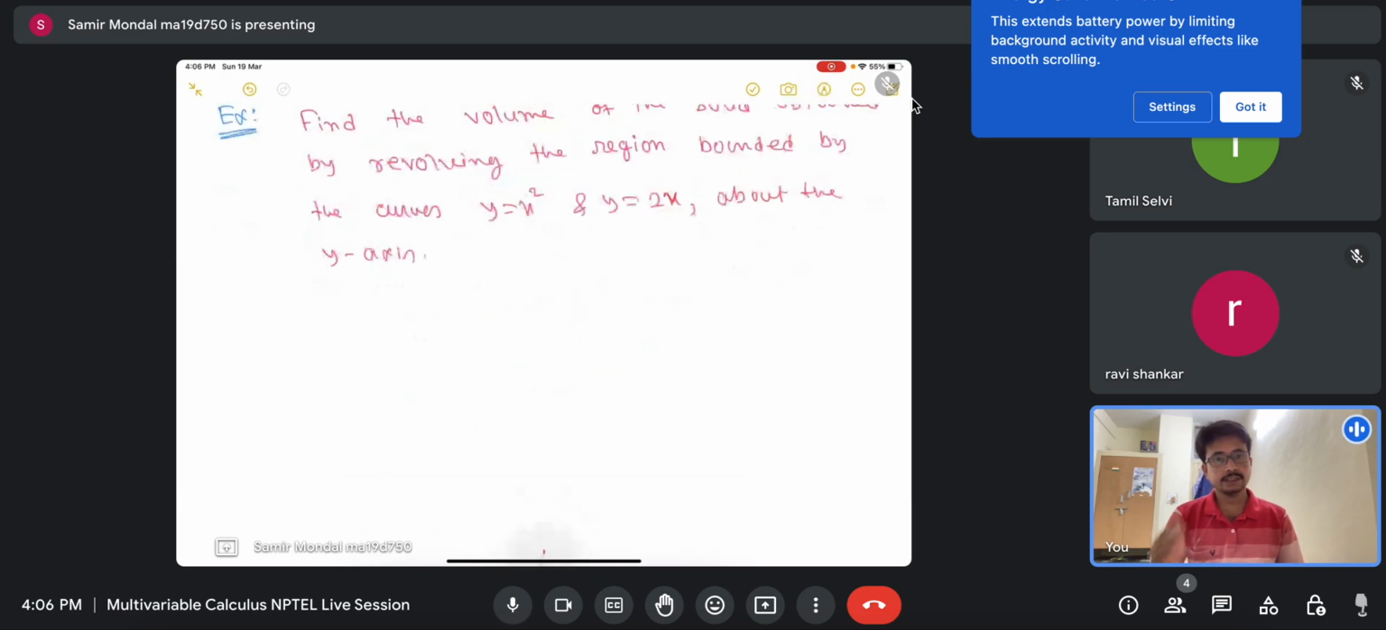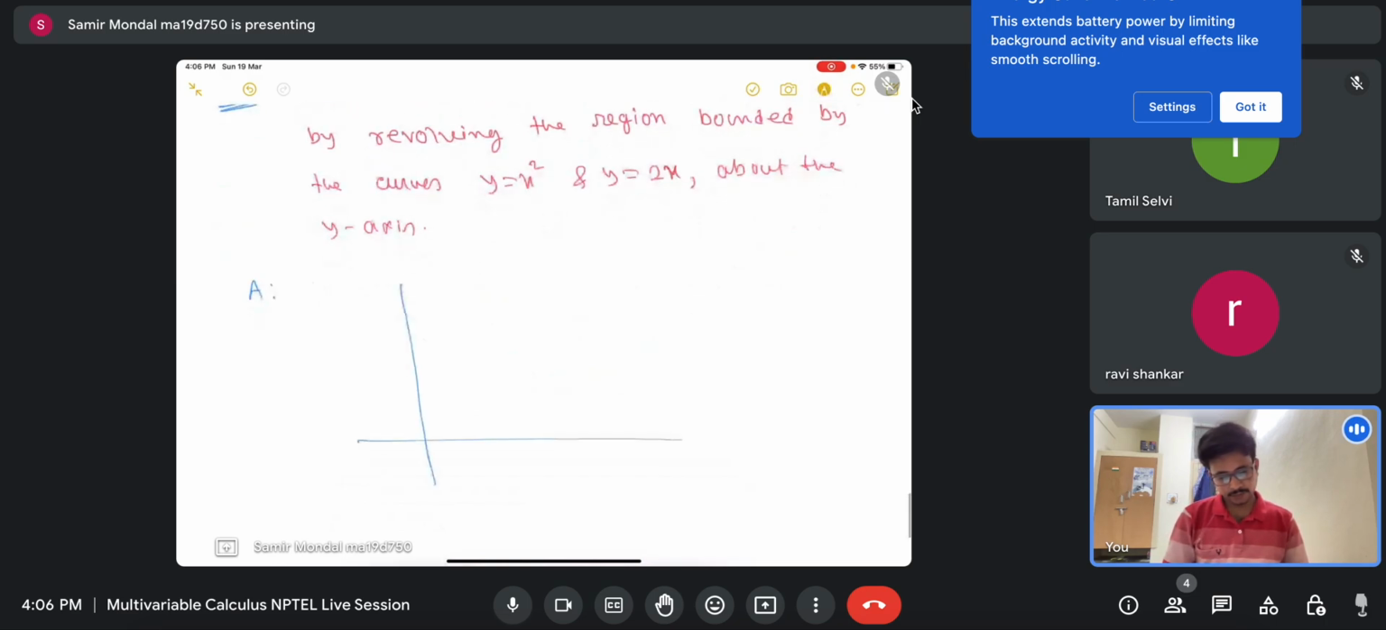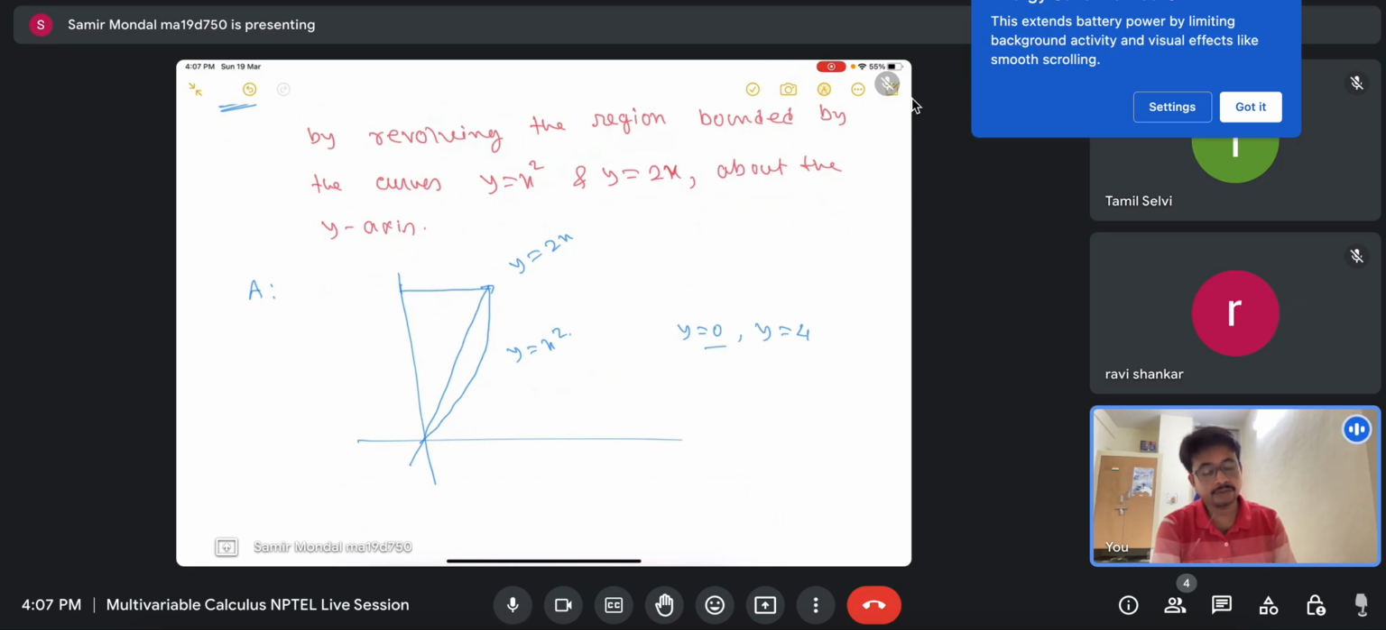At first you have to find which one is your upper one and which one is your lower one. If you draw the curve, this one is y equal to 2x and this is y equal to x square. You can find the point of intersection: x equal to 0 and 2. When x equal to 0 we get y equal to 0, and when x equal to 2 we get y equal to 4. So y varies from 0 to 4 only. It's fine.